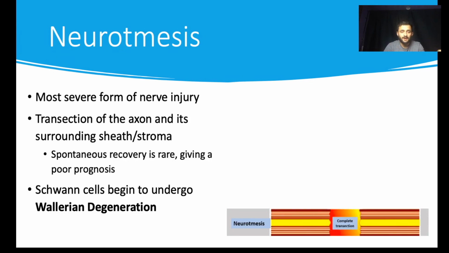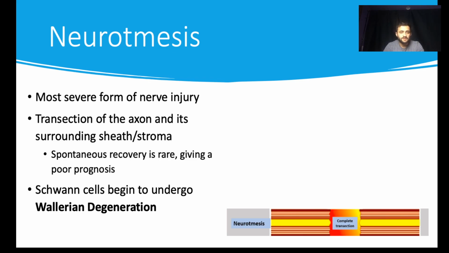Next up, we have neurotmesis, and I would say this is the most severe of the three. It is indeed the most severe form of injury. We have complete transection of the axon and its surrounding sheath or stroma. We generally do not have spontaneous recovery. That's usually pretty rare, which means that we have a pretty poor prognosis.